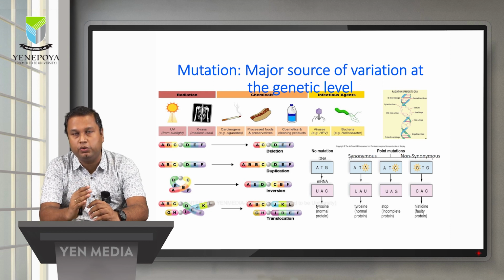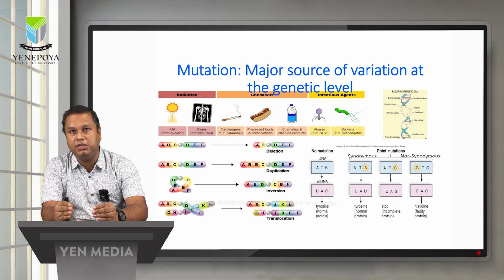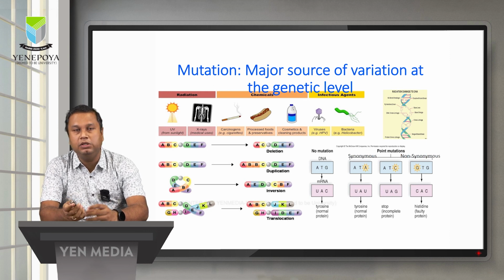Non-synonymous substitution, on the contrary, will change the protein. For example, if there is a mutation in A and it converts to G, the new protein will be histidine. Finally, there is a third type where it can generate a stop codon, and as a result, the entire amino acid chain will be truncated and the protein will be an incomplete protein. So these are the various ways the variation can arise at the DNA and the chromosome level.